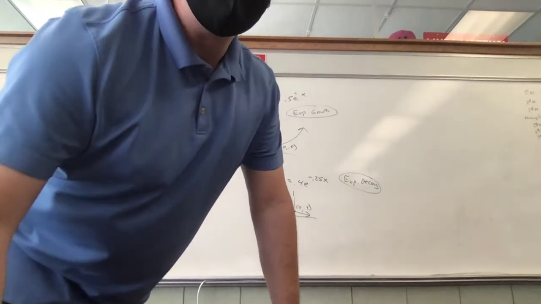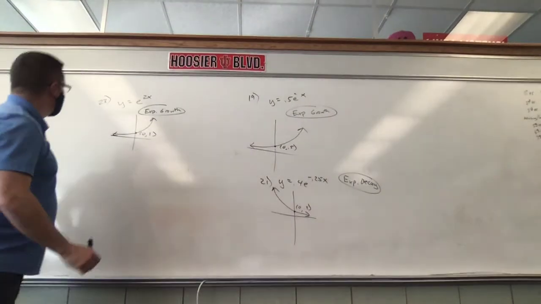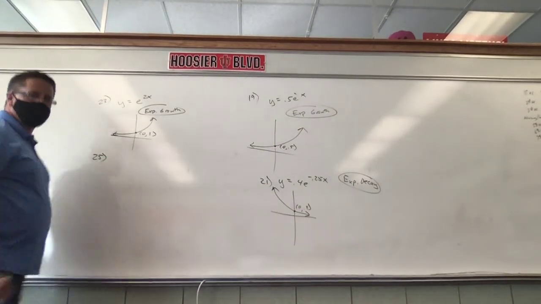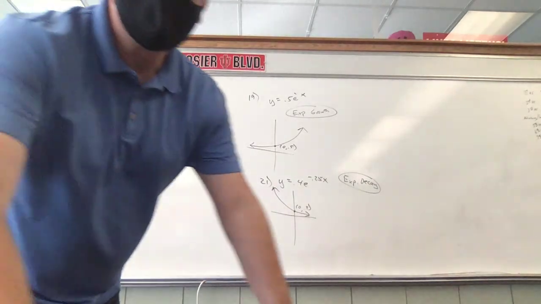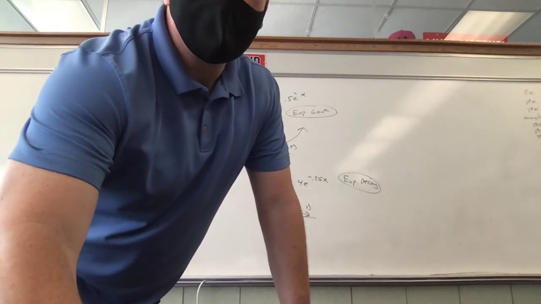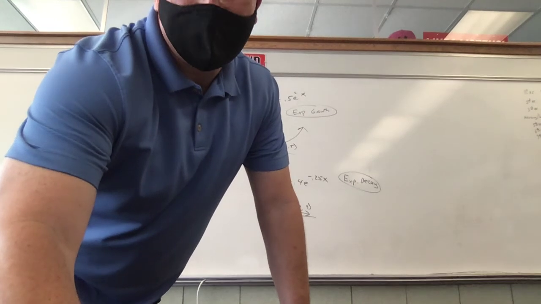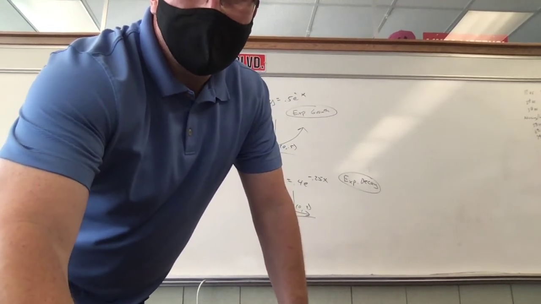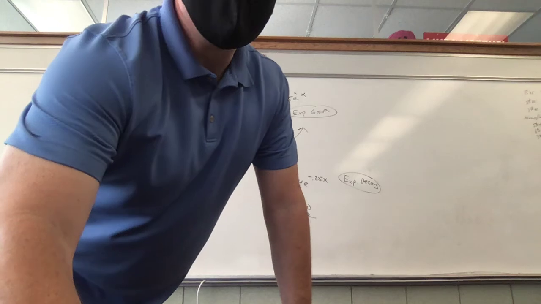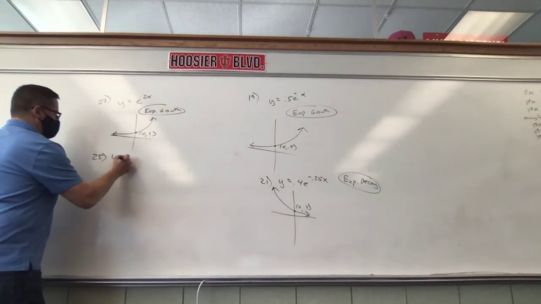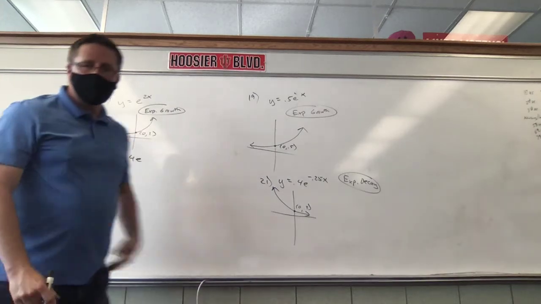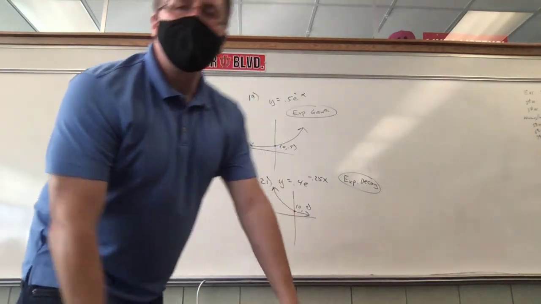Last one, number 25. Yeah, the y-intercept's 1. Okay, y equals 4e to the negative 0.5x.